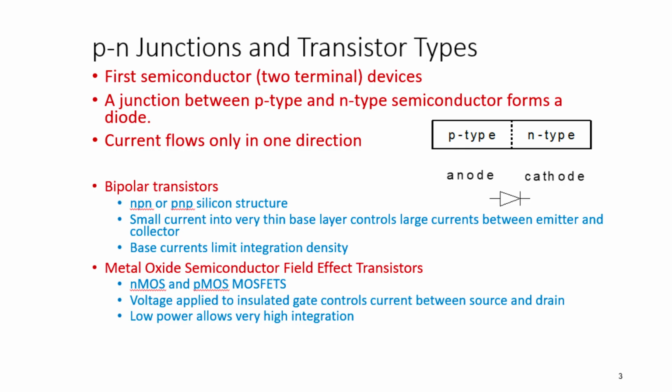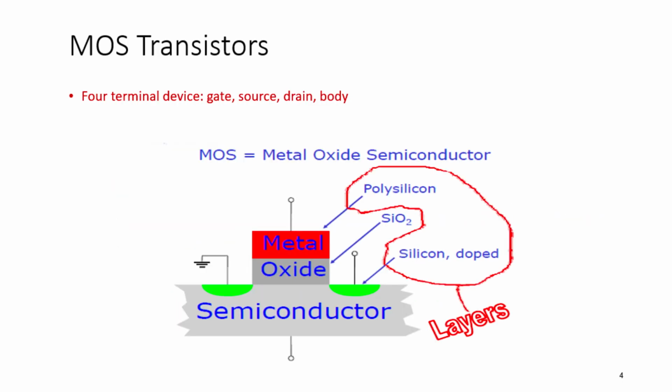This leads us to two main types of transistors: bipolar junction transistors, which we call BJTs, and metal oxide semiconductor field effect transistors, which we call MOSFETs. MOSFETs are especially crucial in VLSI because of their ability to be integrated in high numbers with low power consumption. Let's try to understand the basic MOS structure.